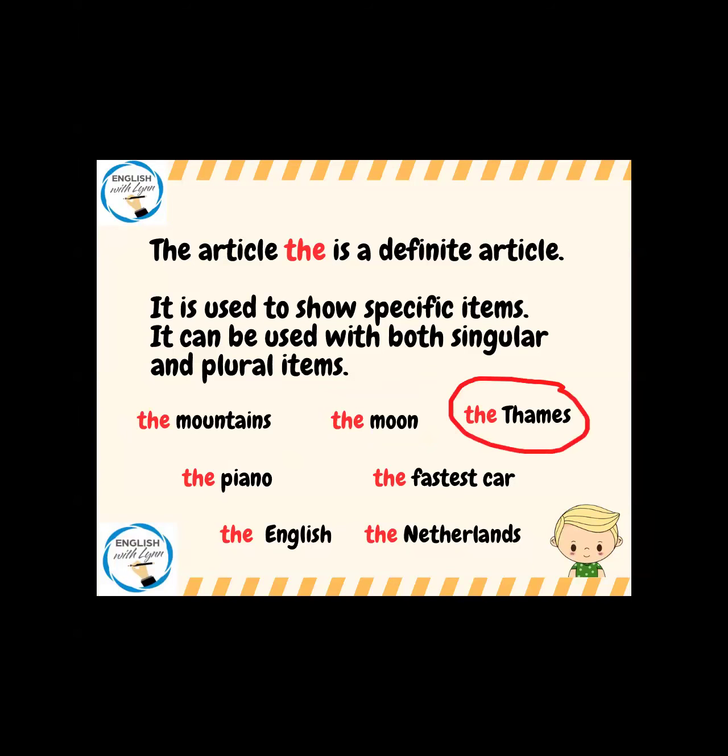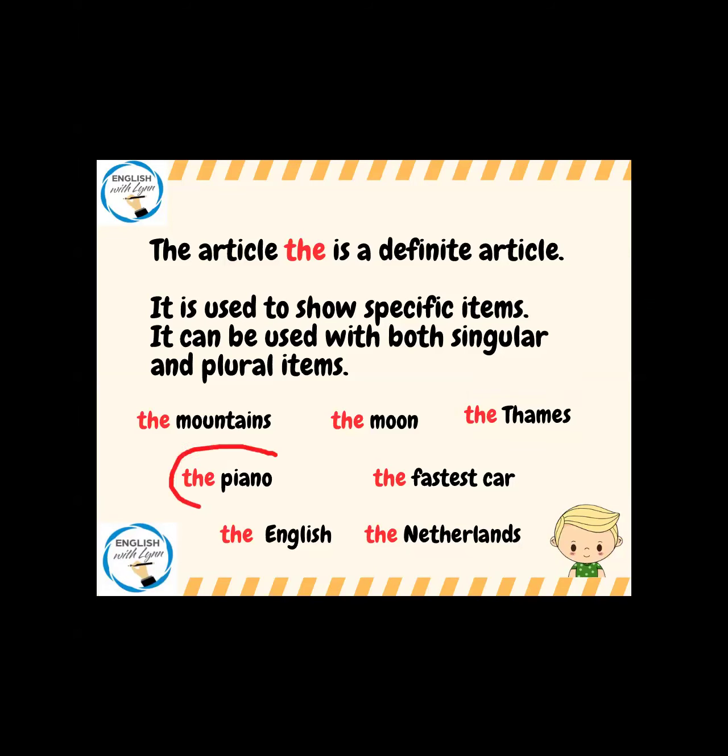The next one, the Thames, we are referring to rivers. So for rivers you would use the before it. Seas you would use the before it. So the North Sea, you would use the before oceans, the Atlantic, the Pacific, use it before canals. And also, although it's not water related, you would use the before deserts as well.